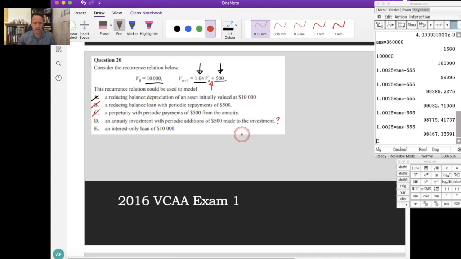We'll just double check the last option. An interest-only loan of $10,000. Okay, so an interest-only loan of $10,000 would mean that we have to pay back the interest that we are charged by the bank. So if the bank is charging us 4%, we would need to subtract the $500 off that 4%. So it can't be that. If this is 4%, that works out to $10,040 or something like that.